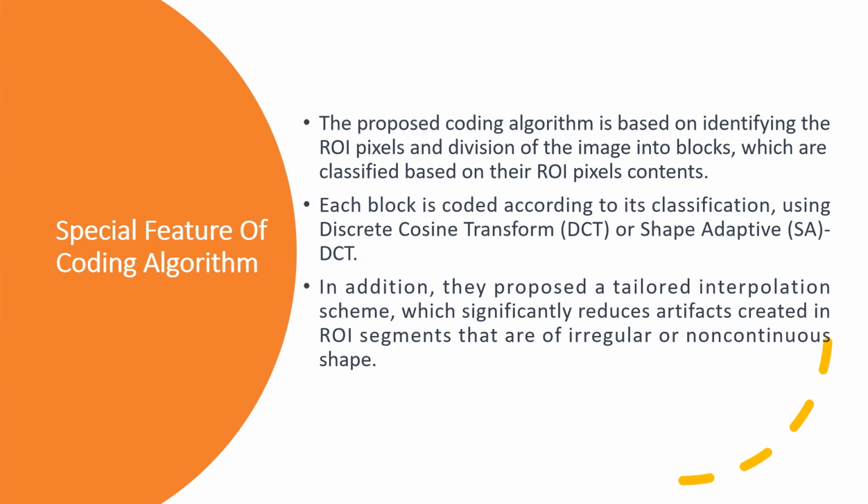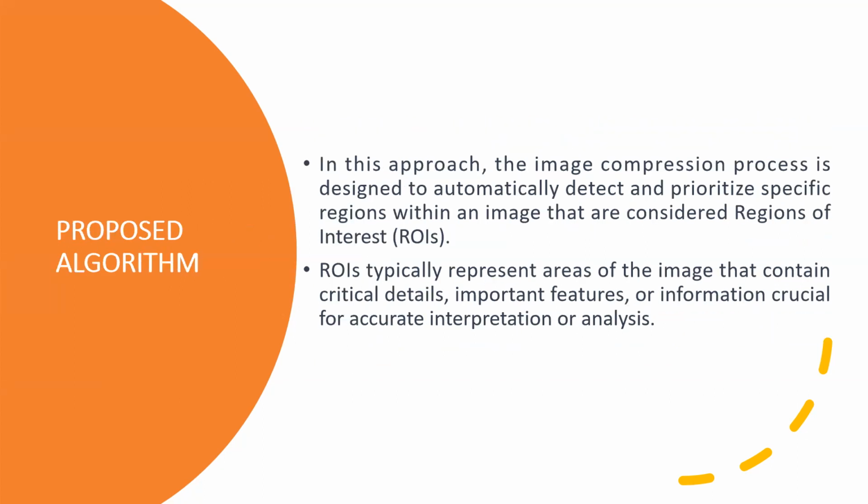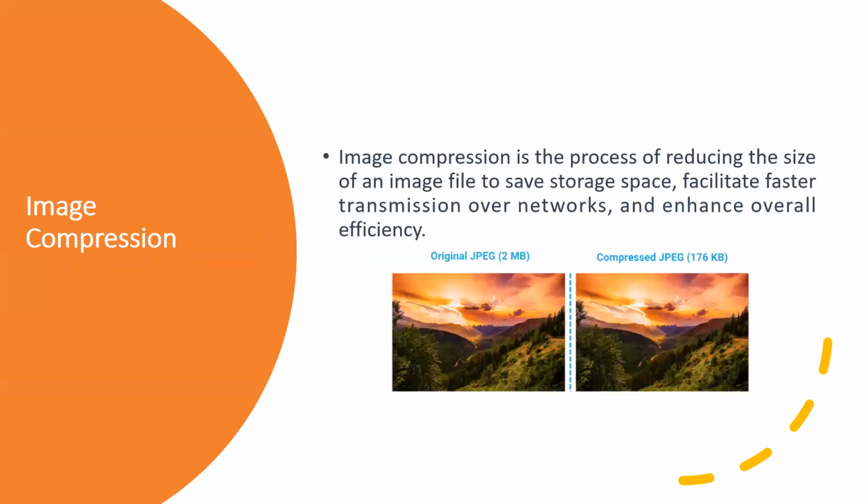As I have said before, when we are reducing the size of an image file, the quality of the image also will be reduced. So to get rid of that problem, the authors proposed an algorithm. First of all, the algorithm will detect the ROI, meaning region of interest.